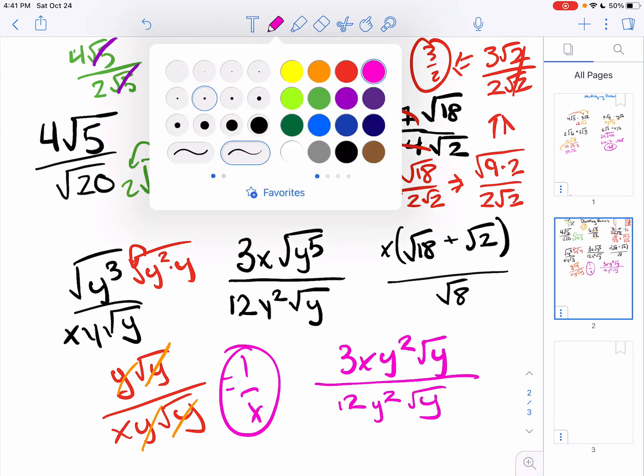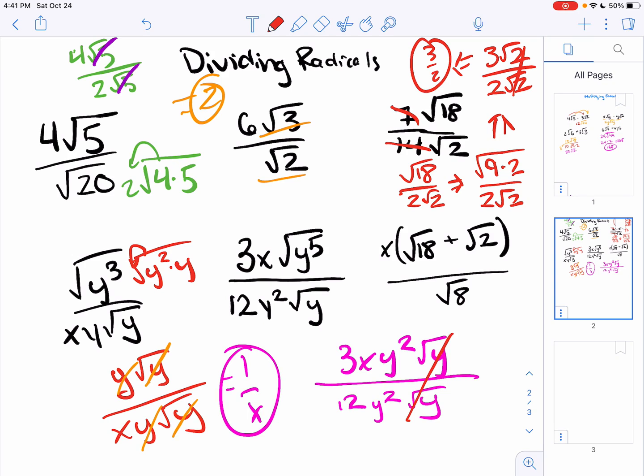And now we can just cancel some things out. Radical y and radical y, squared and y squared. 3 over 12 becomes 1/4. So now I have x over 4 as my final answer.